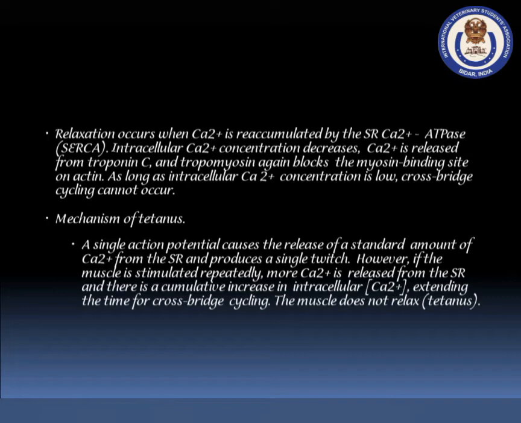Relaxation occurs when calcium is reaccumulated by the sarcoplasmic reticulum via calcium ATPase. Intracellular calcium concentration decreases. Calcium is released from the troponin C, and tropomyosin again blocks the myosin binding site on actin. As long as intracellular calcium concentration is low, cross-bridge cycling cannot occur.